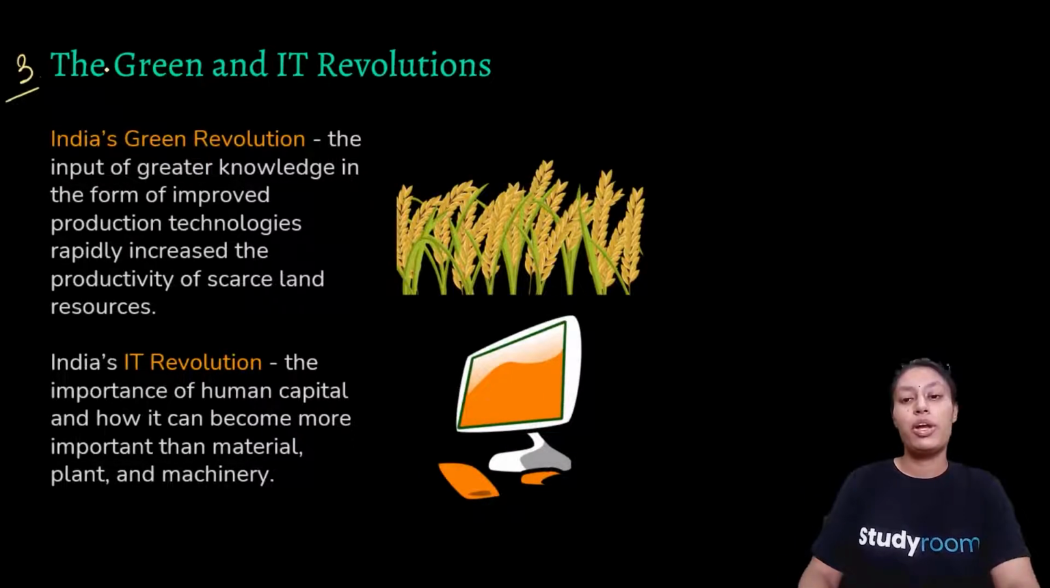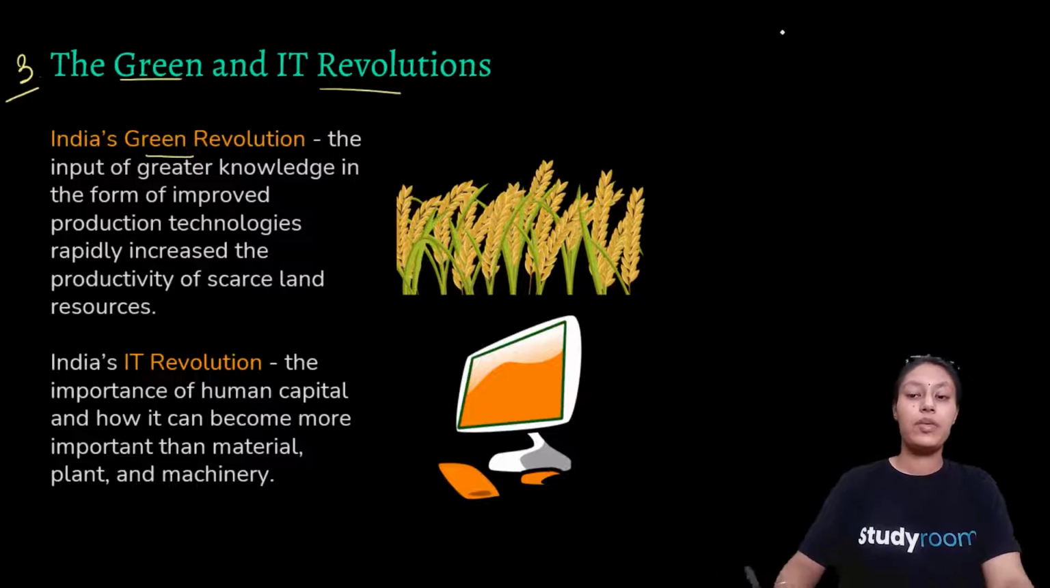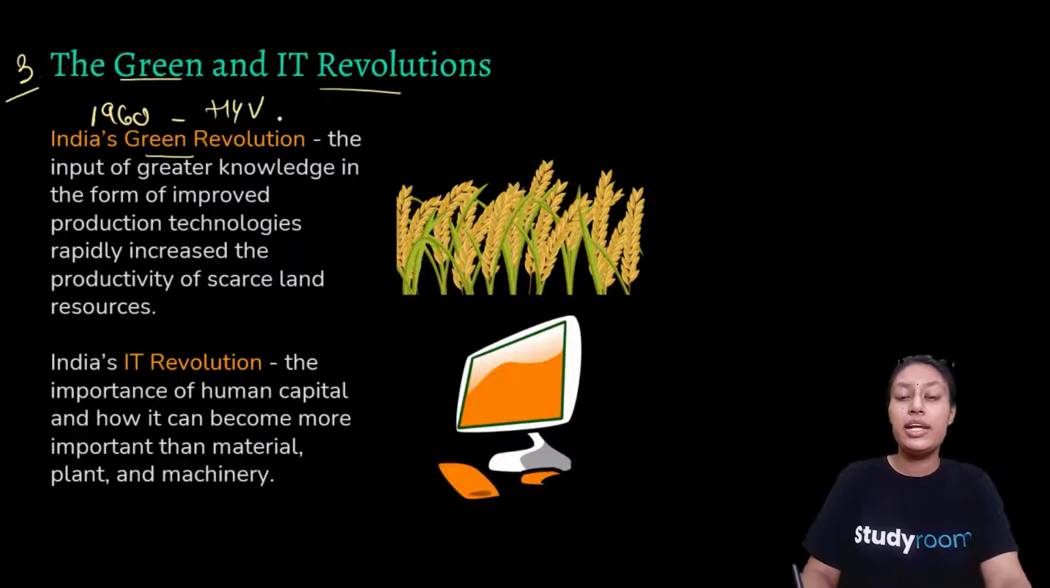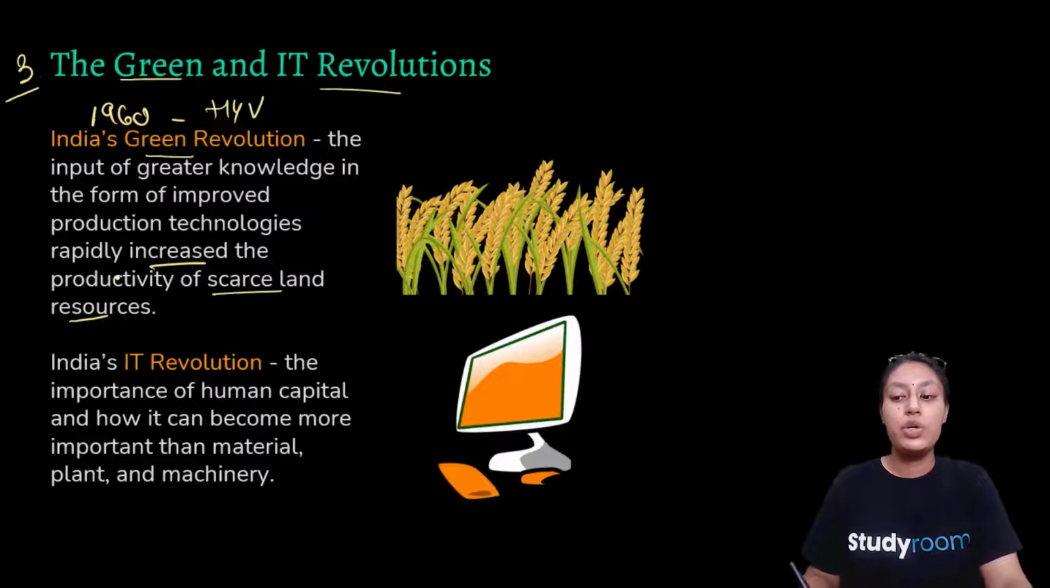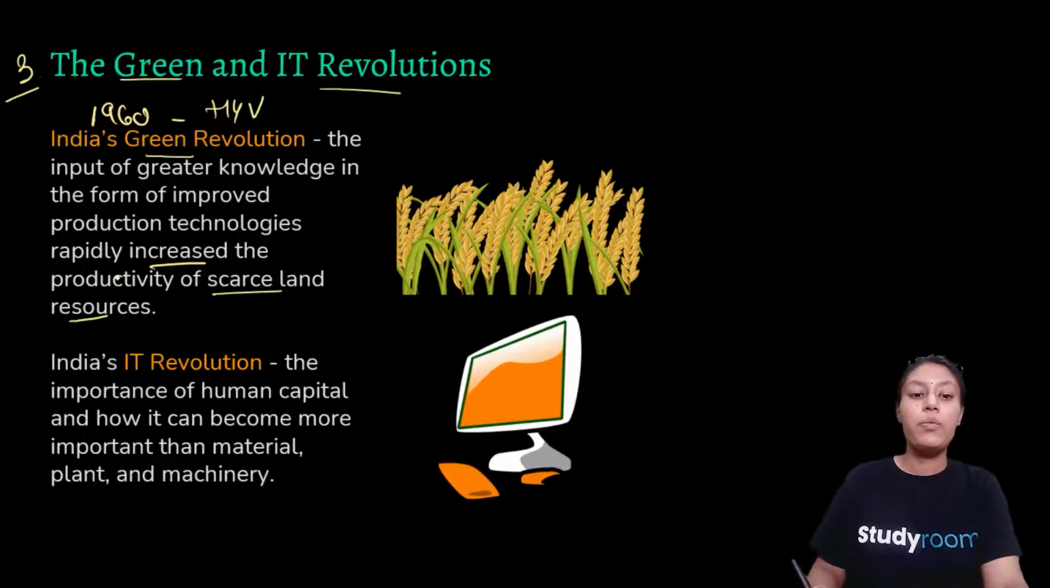Yes, our third major point here is the green and the IT revolutions. So the green revolution, here we're talking about the green revolution. The green revolution was released in 1916s, which further introduced high yielding variety seeds to increase the productivity or the production of scarce land resources. So green revolution was initiated to increase the productivity of crops.